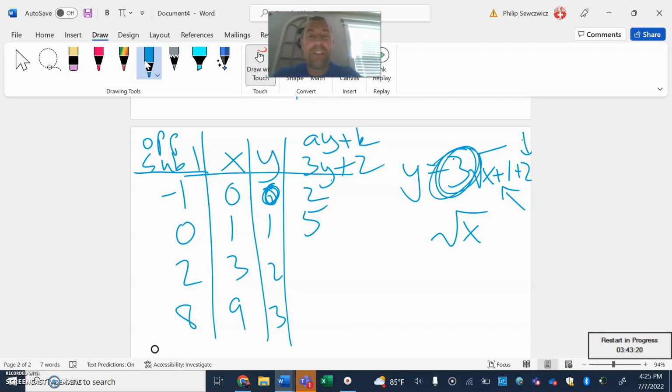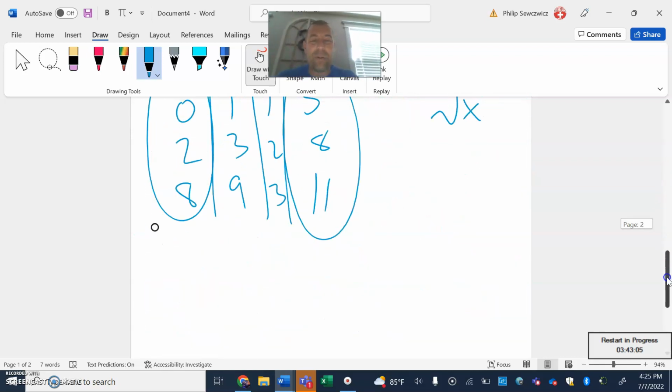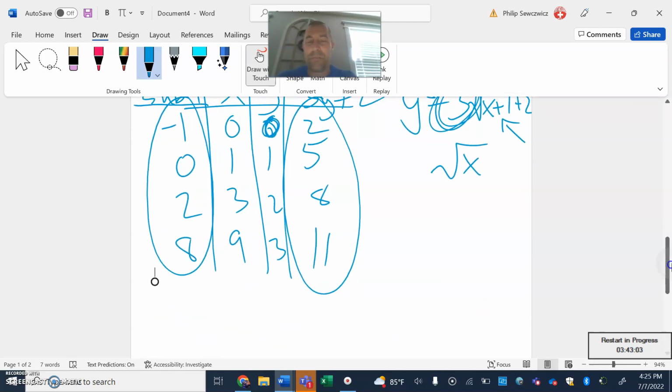Plug in the 2 now. 2 times 3, 6. 6 plus 2, 8. One more, probably not going to fit on the graph nicely. 3 times 3 is 9, plus 2, there's your 11. So again, hello and hello. That's who we are going to be graphing.